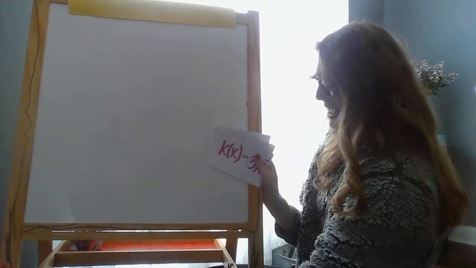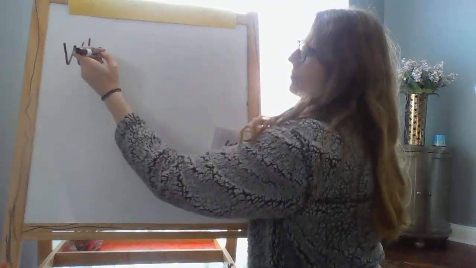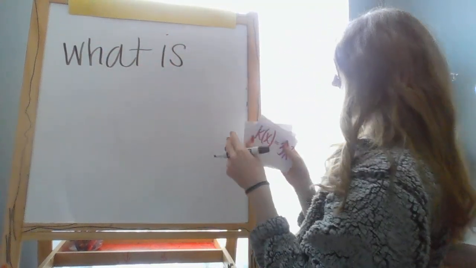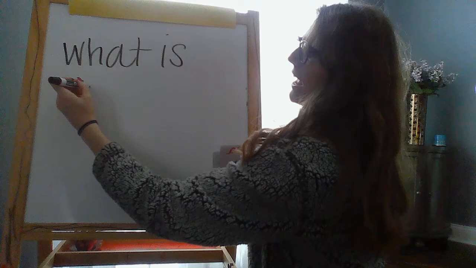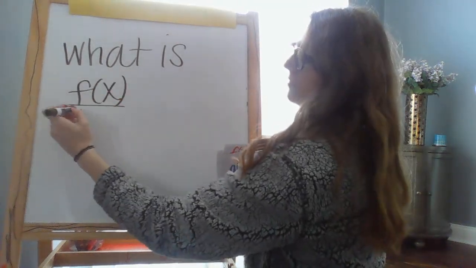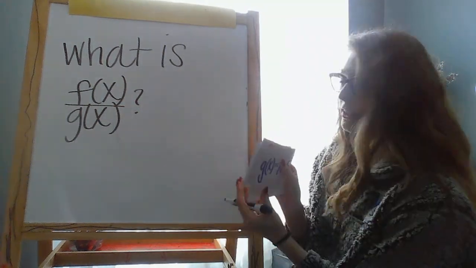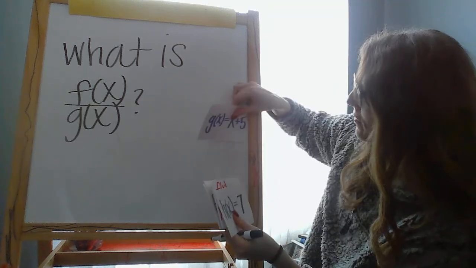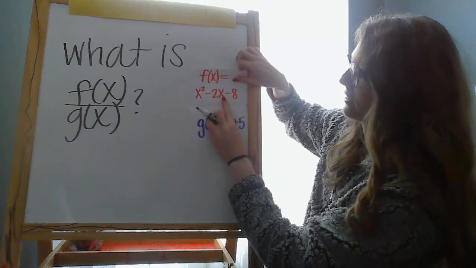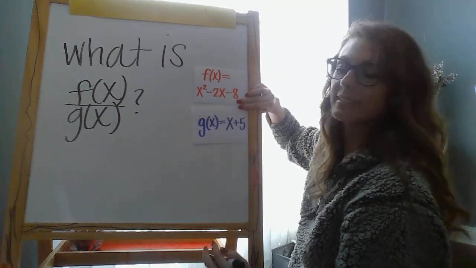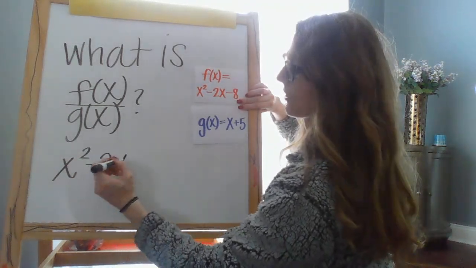So let's say that our first question said, what is f of x divided by g of x? So that was the question. What is f of x divided by g of x? You're literally just going to look through your list of functions and find f of x and find g of x. And it's asking us to divide them. So f of x divided by g of x, the first part of our answer is literally just writing these on top of each other.